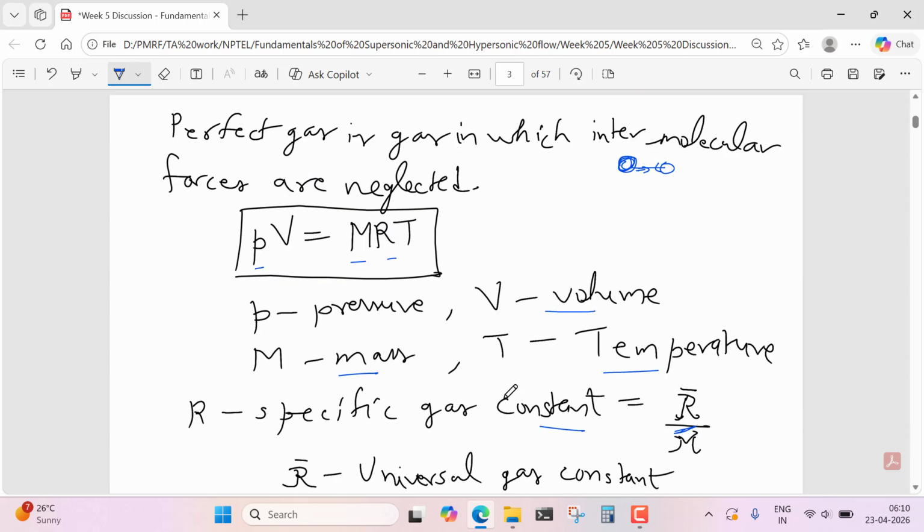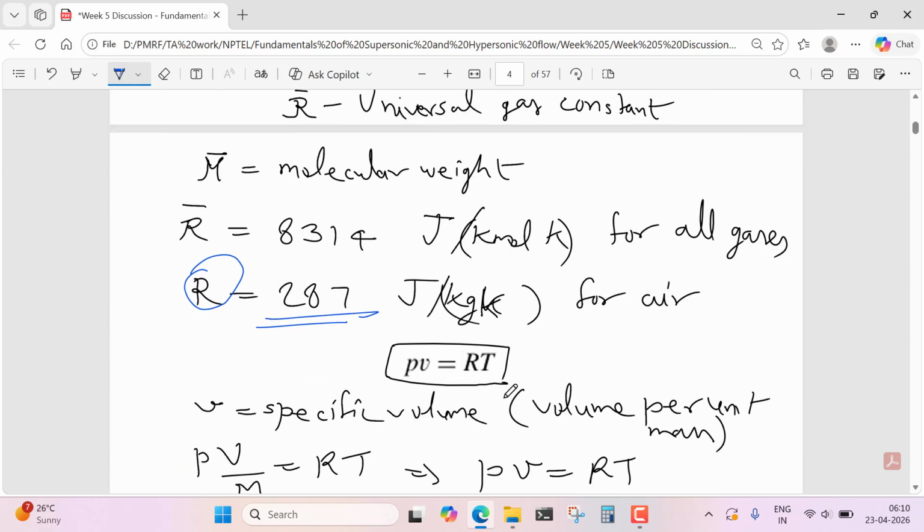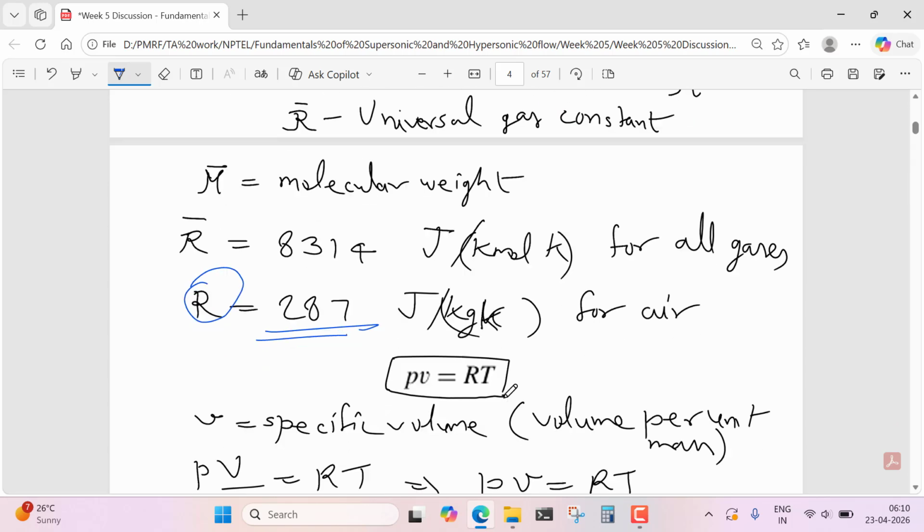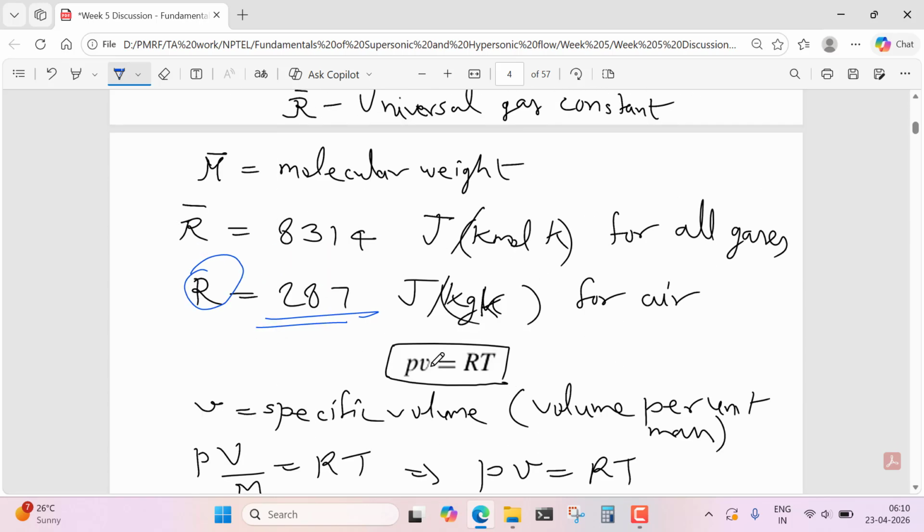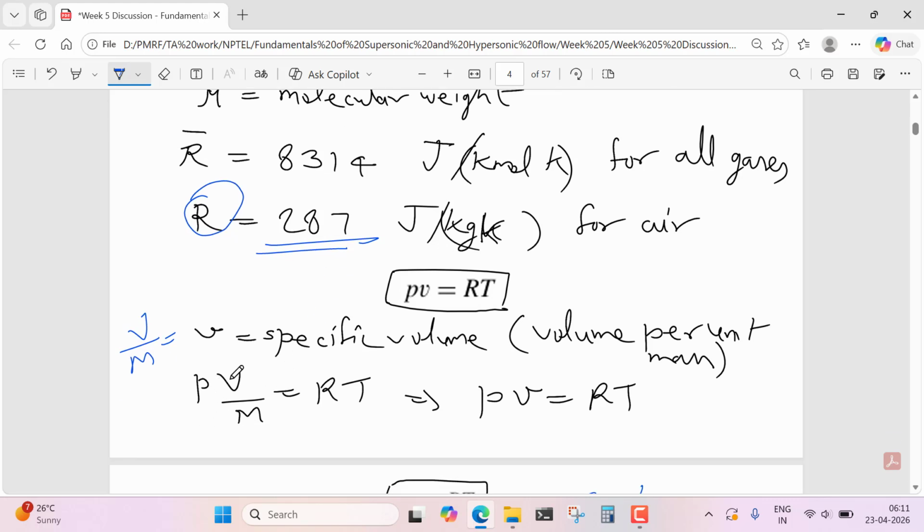Now we will write different forms of the perfect gas equation. Another form is Pv equal to RT, where v is the specific volume. And what is specific volume? It is nothing but volume upon mass. So we know that PV equal to mRT. If we take m on the left hand side, we get PV upon m equal to RT. And V upon m is what? Specific volume. So Pv equal to RT. We get this one.